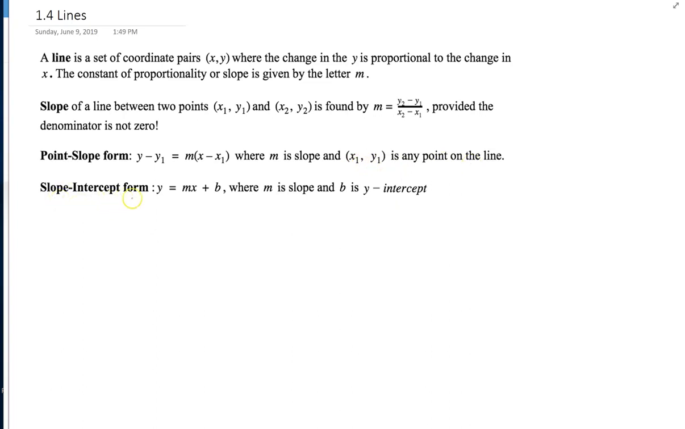Then there's the slope-intercept form, which is more common to see. That form is y is equal to mx plus b. Here m is the slope, and b is your y-intercept.